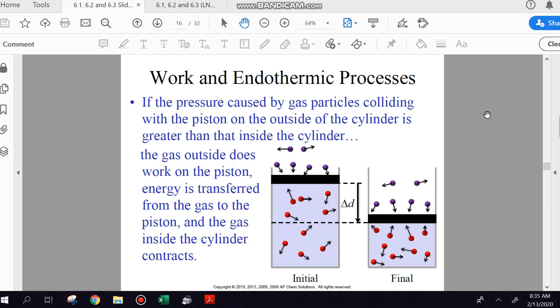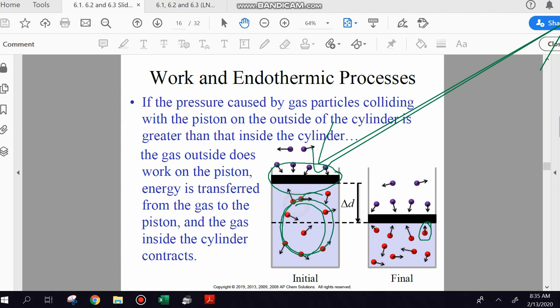If you look right here, when we have gas particles colliding, what we have right here is what we would call a piston. A piston is something that is going to push down onto gas particles, or it can be pushed up, like these gas particles here are pushing up on the piston. In this particular case, the gas outside of the piston is doing more work on the piston than the gas particles inside the piston. So when the gas particles collide with the piston, we're exerting a force on the piston. That force is going to be work.